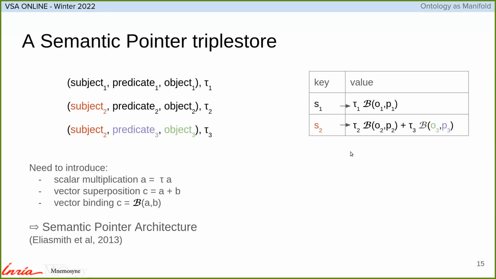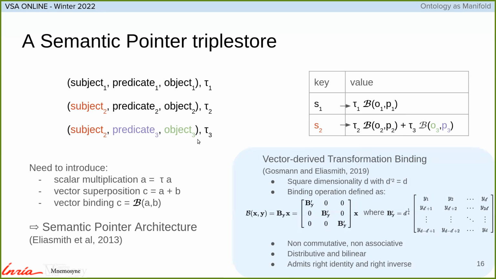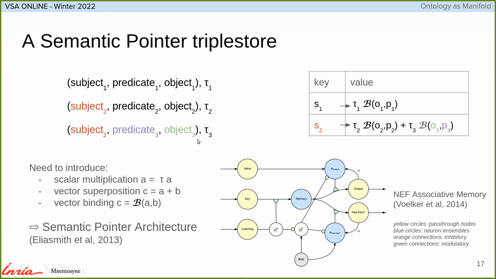So we see now that we need to introduce a scalar multiplication, a vector superposition, so the sum here, and a vector binding, so there's B that I did not detail yet. And this is very close to the semantic pointer architecture proposed by Eliasmith. In that case, we will use binding, which was developed by Gosmann and Eliasmith, which is called the vector-derived transformation binding. The particularity of this binding is that it is not commutative and not associative, although it is distributive and bilinear, and it admits right identity and right inverses. So why do we need this non-commutativity? Okay, I will get back to it.